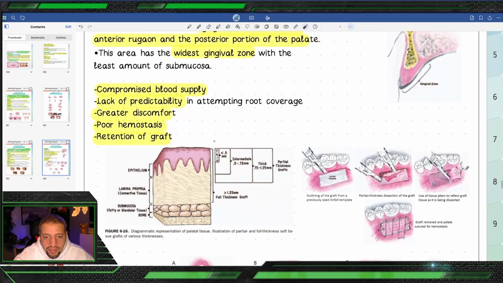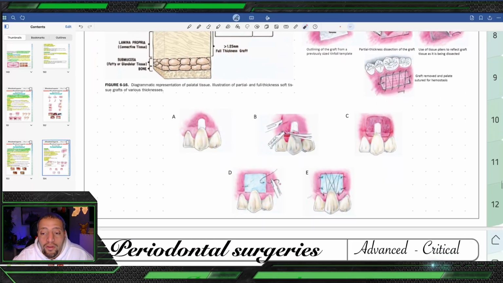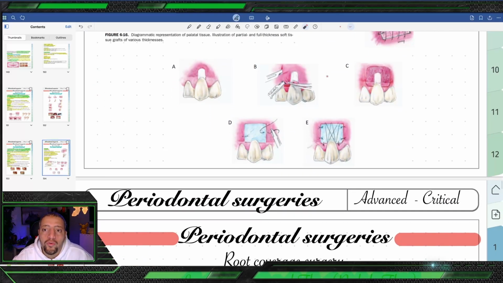Okay, so this is the graft and this is the thickness of the graft. The thickness of the graft should be maximum 1.25. The minimum is 0.5, which is nothing. The intermediate, which is the most predictable one, is between 0.7 to 0.75, and the thickest is 1.25. Why don't we take more? Because if you take more, you are increasing the risk of necrosis within the tissue itself before the body is healing with the flap.